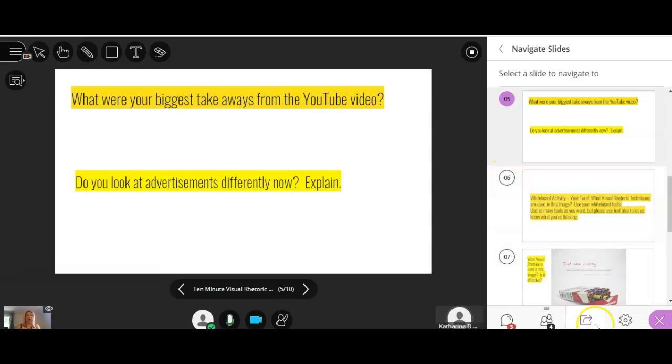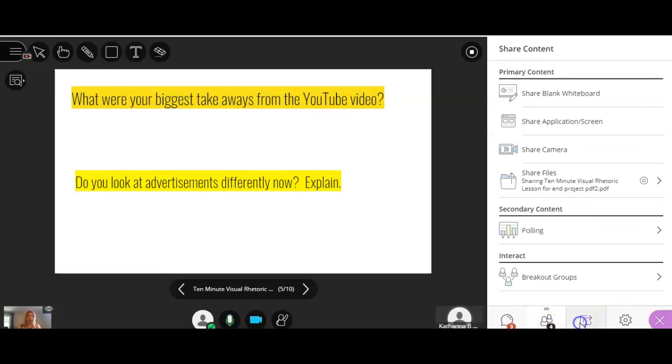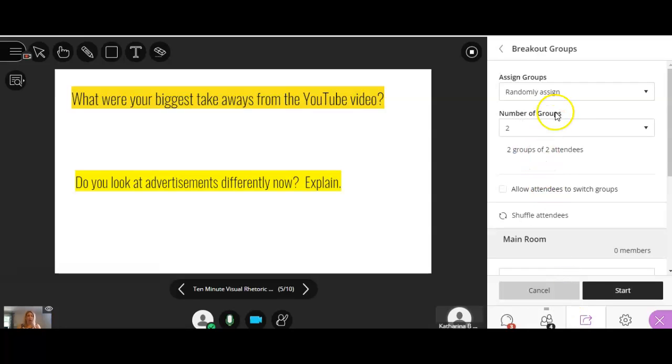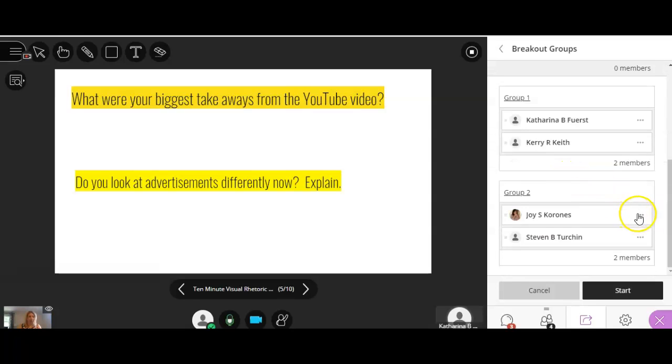I'm only going to give you 2 minutes to do this, which doesn't seem like a long time. And I would like to do more, but we're only going to be doing 2 because we're running short on time. So let's go ahead and I'm going to put you in groups.